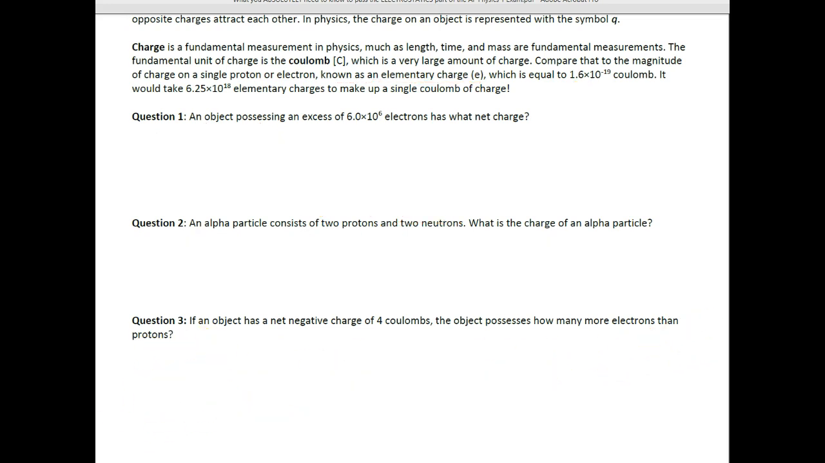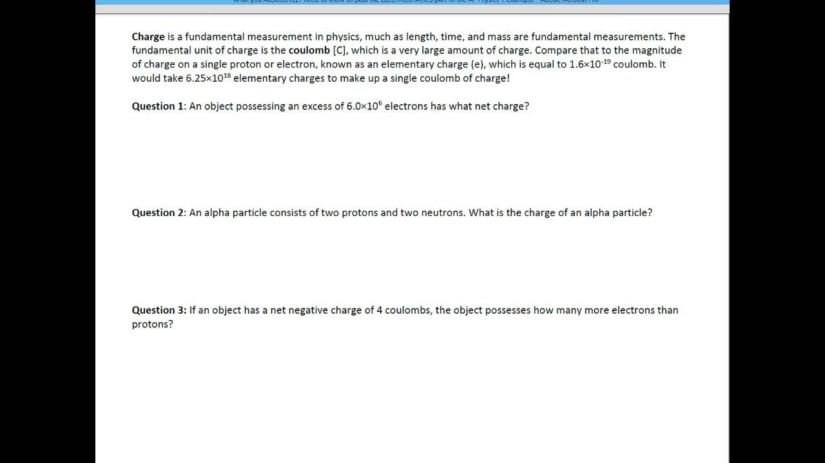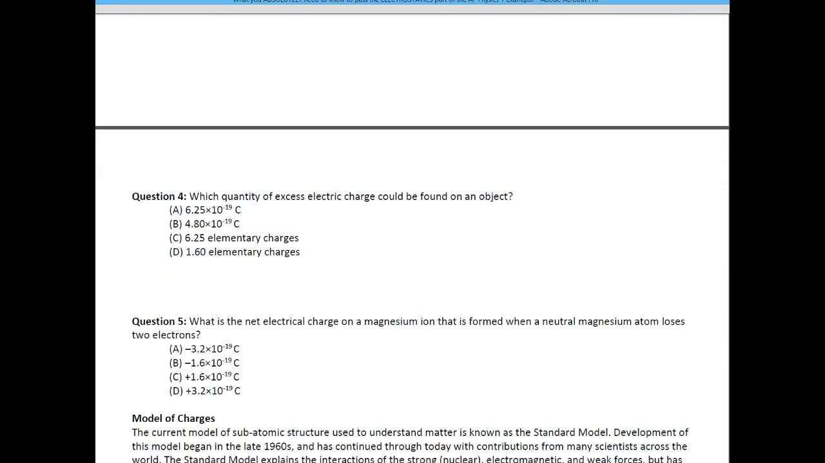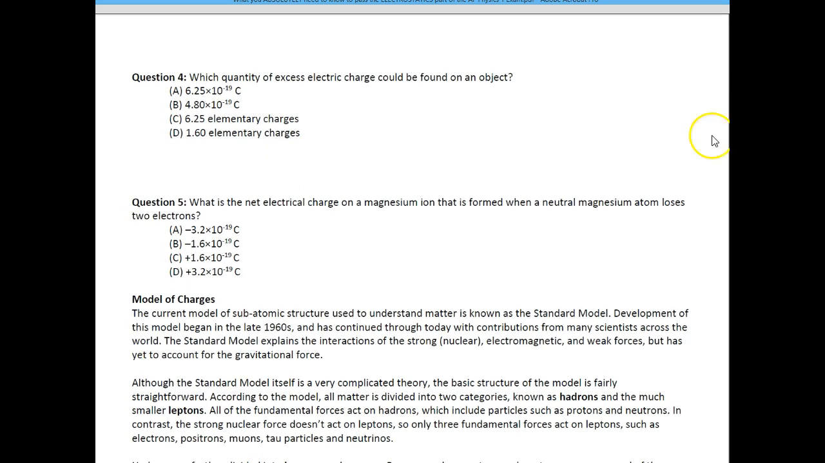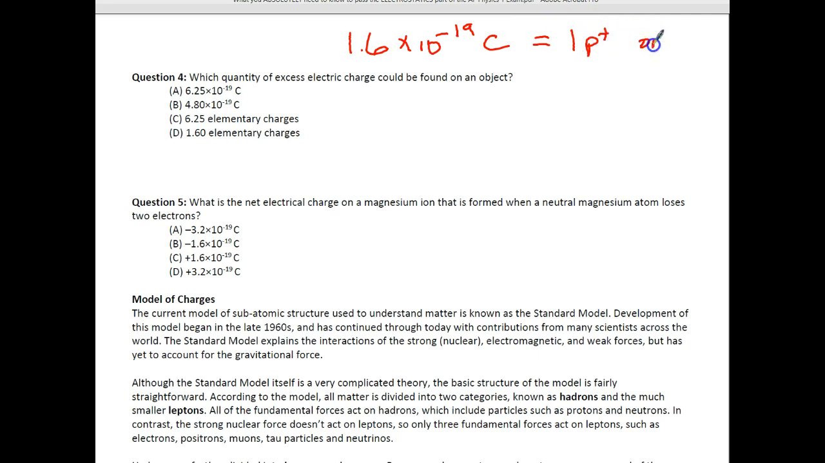For number 4, a multiple choice question, much like what you would probably see on the AP test, it says, which quantity of excess electric charge could be found on an object? Well, we know that excess electric charge has to be in multiples of 1.6 times 10 to the negative 19th coulombs. It is an absolute value for charge. So we know that this is equal to 1 proton, or if it's negative, it'd be 1 electron. So you can't have a part of this.